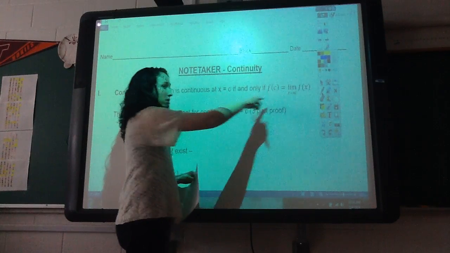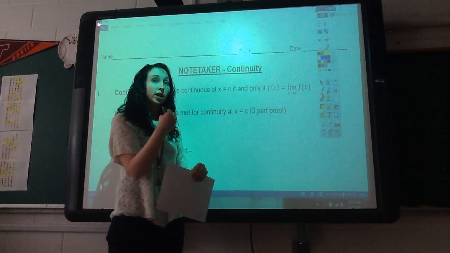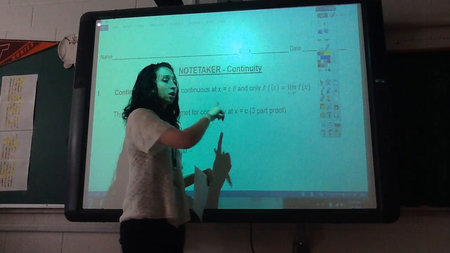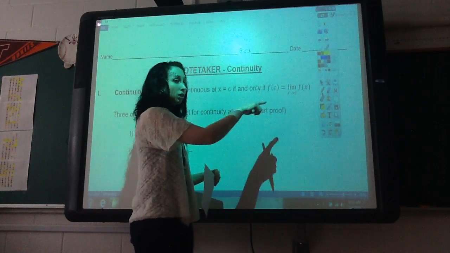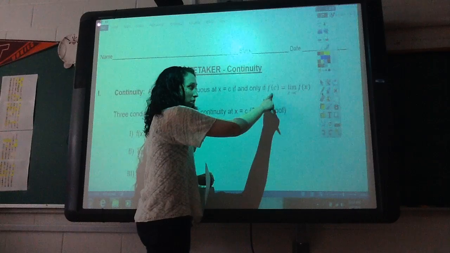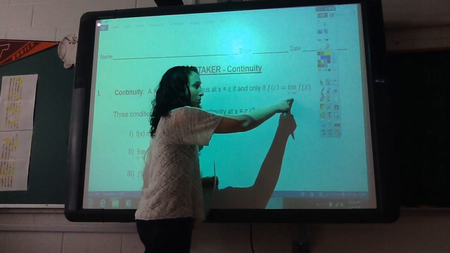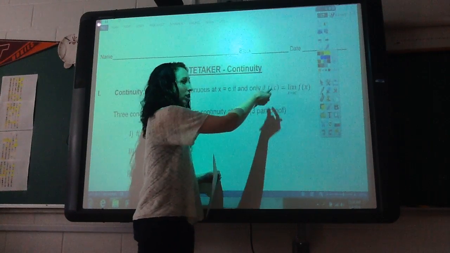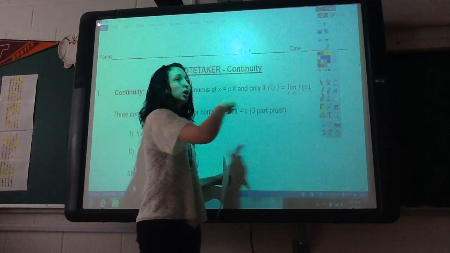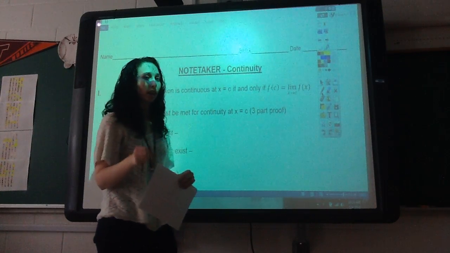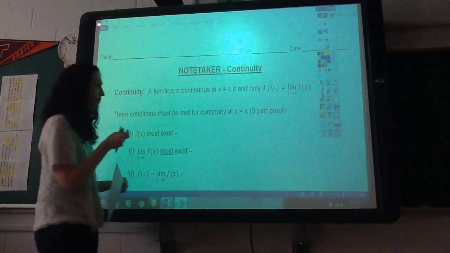So if your limit does not exist because your left-hand limit and your right-hand limit don't match up, then you can obviously say it's not continuous at that point because the limit does not exist. But this value, the function value, and the limit at that specific x value, so if x is 2, then c is 2, those two have to line up. They have to match, they have to be the exact same number.